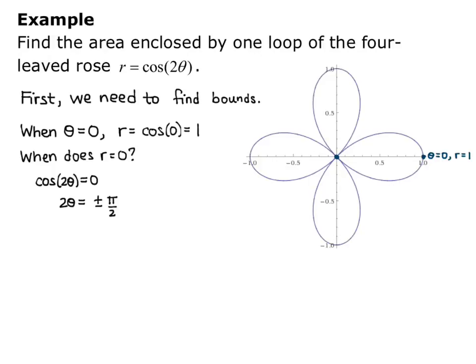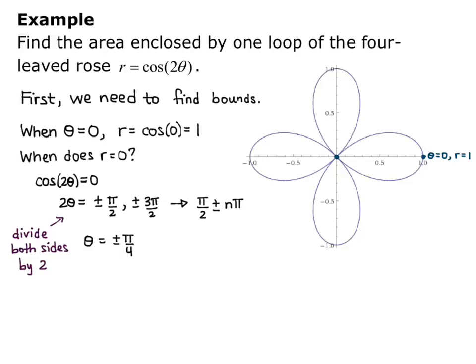Well, since my angle is 2 theta, I'm going to have 2 theta equals plus or minus pi over 2. It also happens at plus or minus 3 pi over 2. And to generalize, I could write this as pi over 2 plus or minus n pi, where n is an integer. Now I want theta by itself, and so I'm going to divide both sides by 2. So I get theta equals plus or minus pi over 4, or plus or minus 3 pi over 4, and to generalize, pi over 4 plus or minus n pi over 2, where n is an integer.